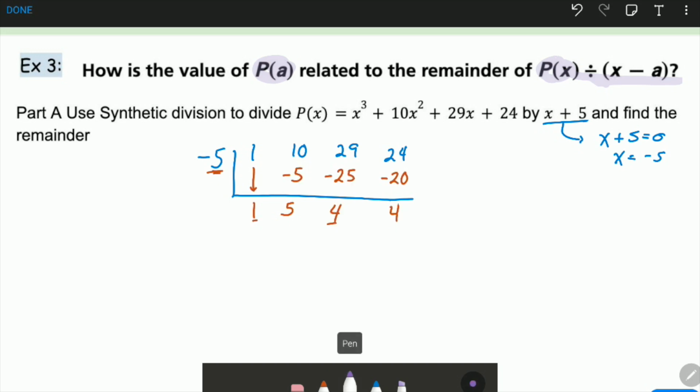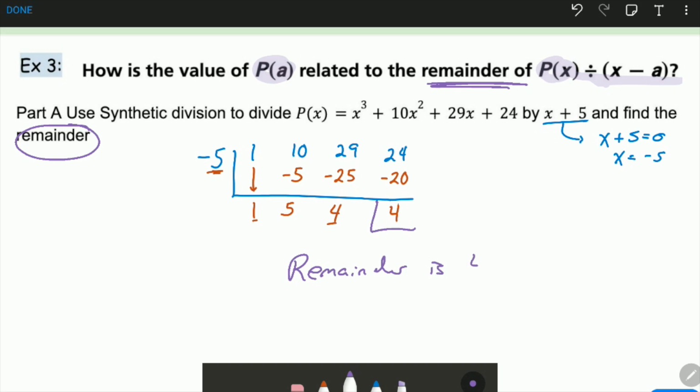So we are supposed to specifically compare the remainder. So that's what we're going to do, looking at the remainder. So the remainder, again, is that last number when using synthetic division. So the remainder is 4.